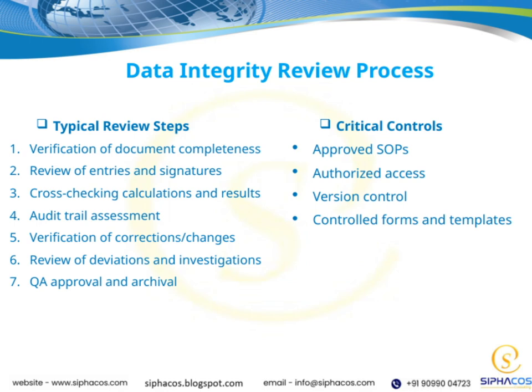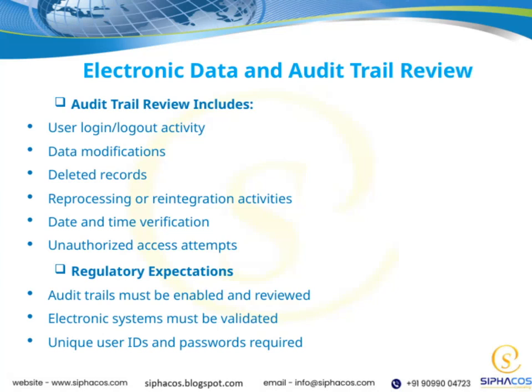Reviewing deviations and investigations helps us understand anomalies and address potential issues proactively. Finally, all these steps culminate in QA approval and archiving, ensuring that only validated, approved data is stored securely for future reference. By rigorously applying these controls, we strengthen our overall quality system and ensure our data remains reliable and compliant. Now, let's talk about electronic data and audit trail review.